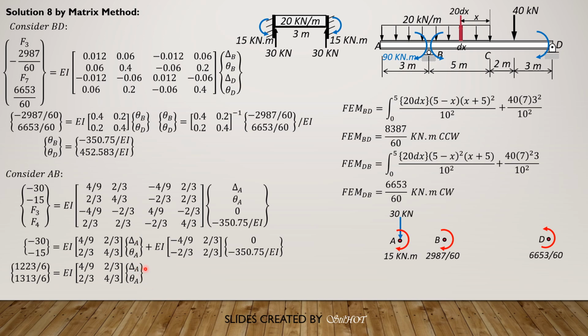So solving for delta A, theta A, this is the inverse of this matrix times this matrix here divided by EI. So the inverse of 4 over 9, 2/3, 2/3, 4 over 9 times this matrix here. So the result, delta A is equal to 849.75 over EI, just like before, and theta is negative 260.75 over EI, just like before.